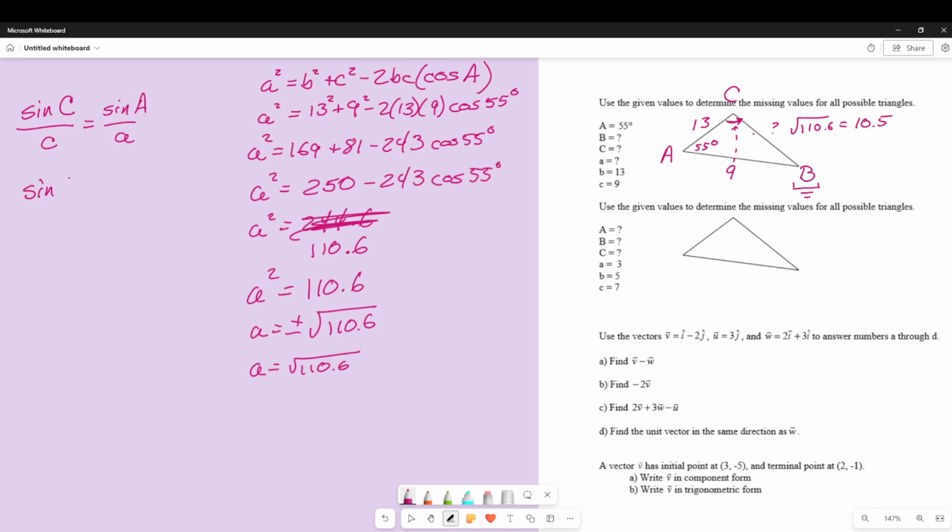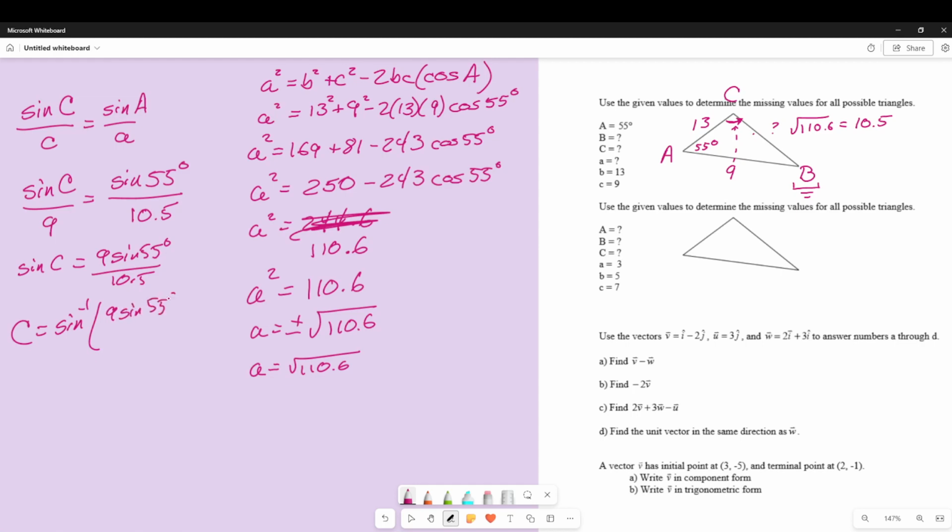So we know the sine of that angle C in ratio to the 9 has to be equal to the sine of our angle A, 55 degrees, over its 10.5 length. And then we'll just solve for C. So the sine of C is equal to 9 sine 55 degrees over 10.5. So C equals the sine inverse of 9 sine 55 degrees over 10.5.